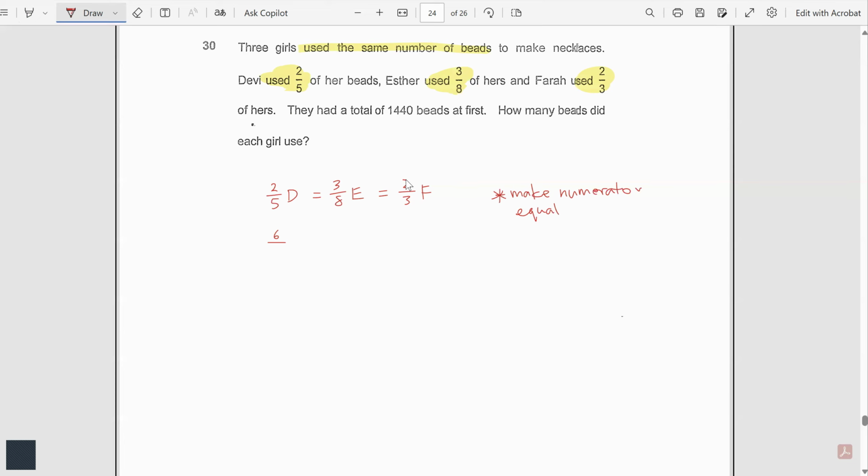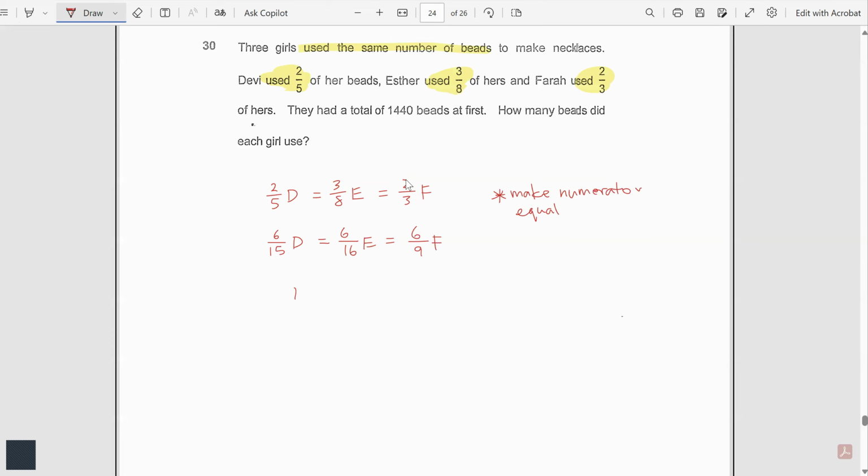When you change the numerator, remember to change the denominator. So you times 3 here. So this is 6 over 15. We're not changing the value, we're just changing it to a common numerator. And the last one is a 6, so you times 3. So that's 6 over 9. What this means is that they all use 6 units. They use the same number. So all of them use 6 units.